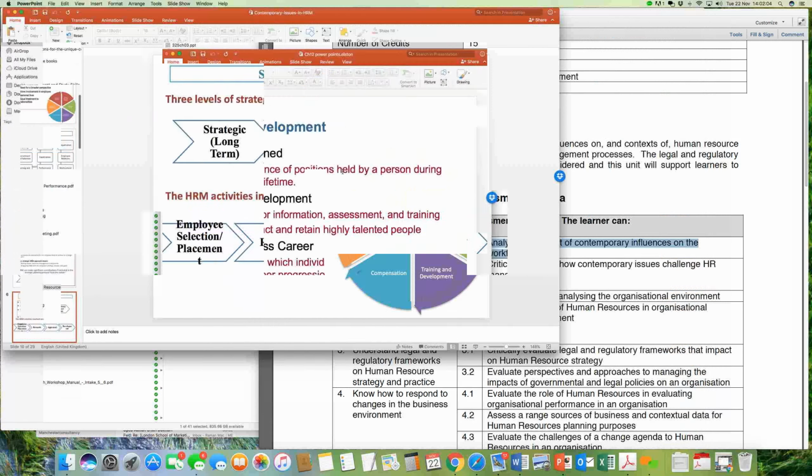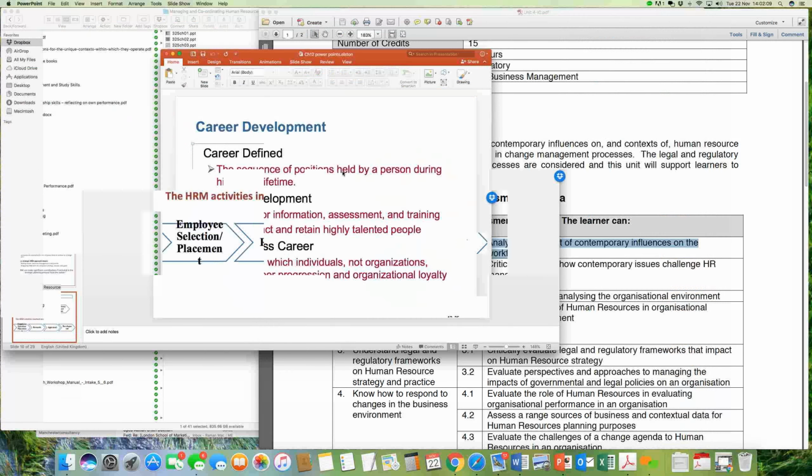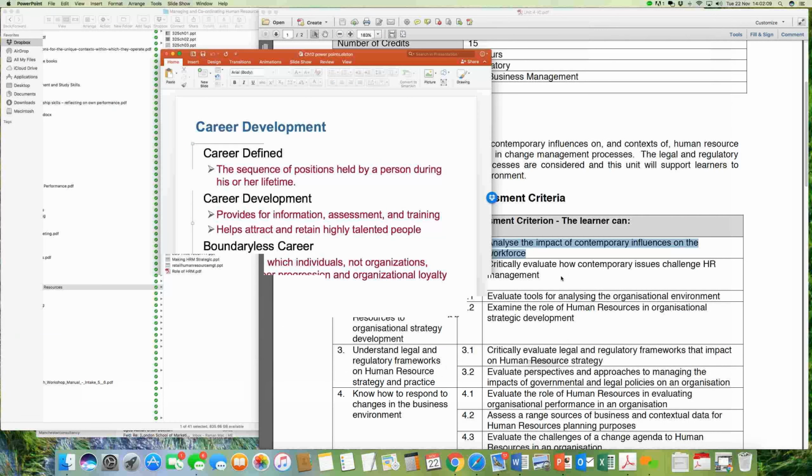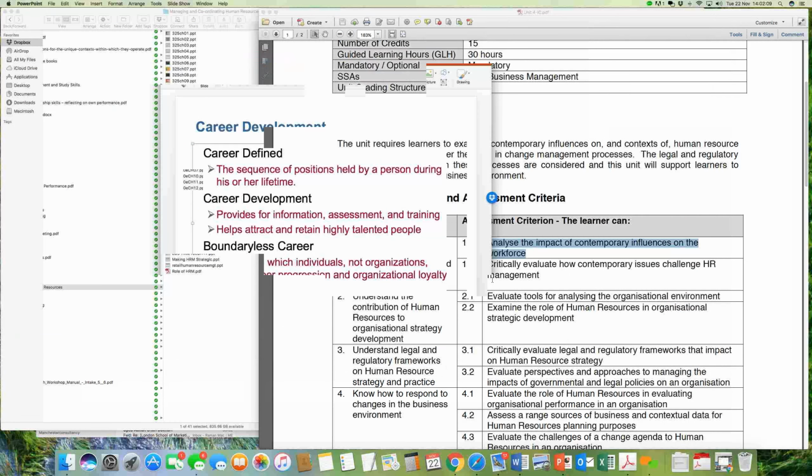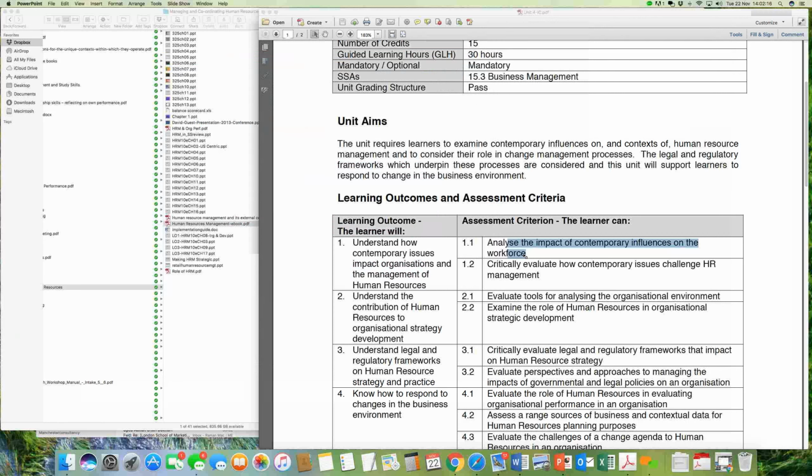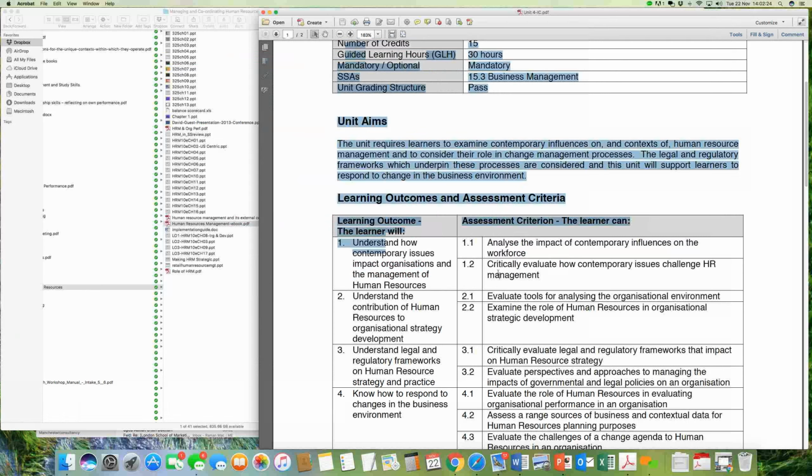What we've covered today is these two points: what contemporary issues are in HR, how they challenge the working of the HR manager and the organization, and how they can be resolved. We have only partly covered 1.1, and this is something that I will pick up with you in the next session.